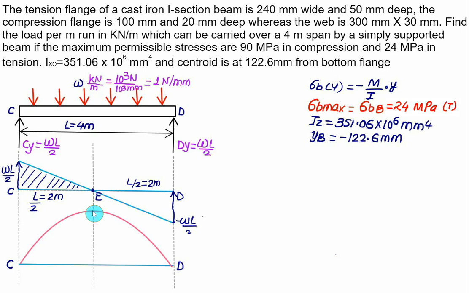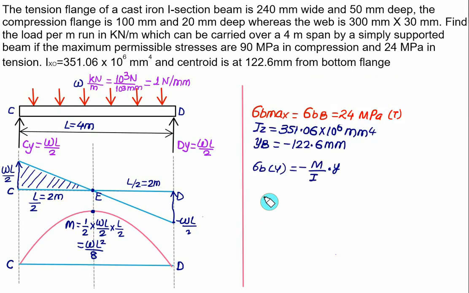So exactly at point E, we have the maximum value of bending moment, equal to 1 by 2 multiplied by the height of the triangle, which is WL by 2, and the width is L by 2, so WL square by 8. So in this case, the maximum bending moment will come out to be WL square divided by 8. You have to remember this equation: whenever we have a UDL on a simply supported beam over the entire span, the maximum value of bending moment is WL square by 8.